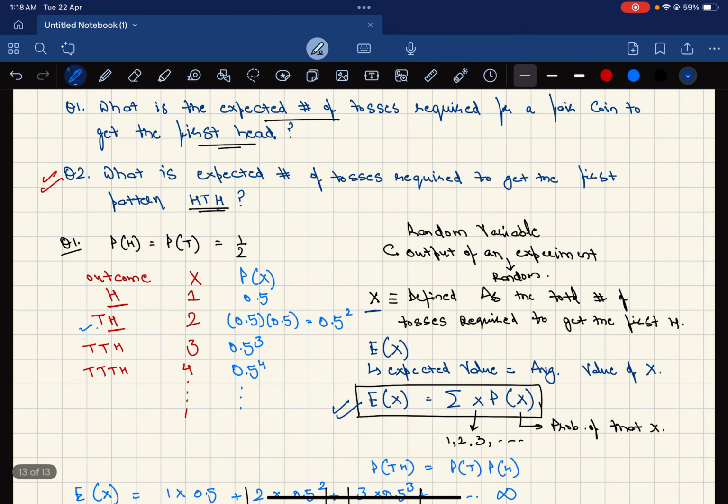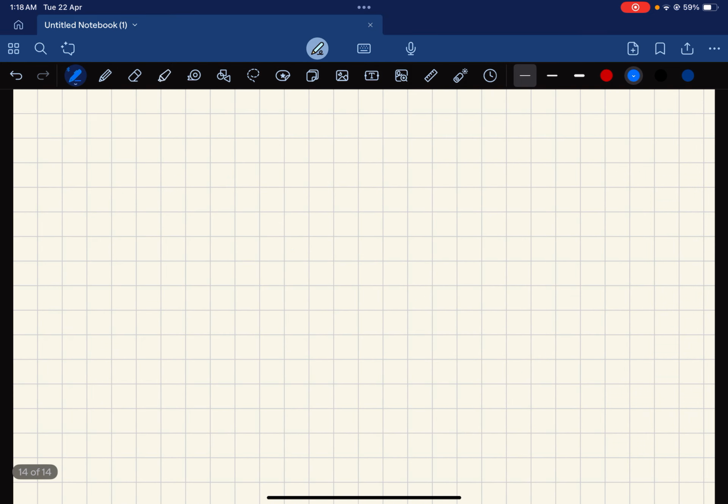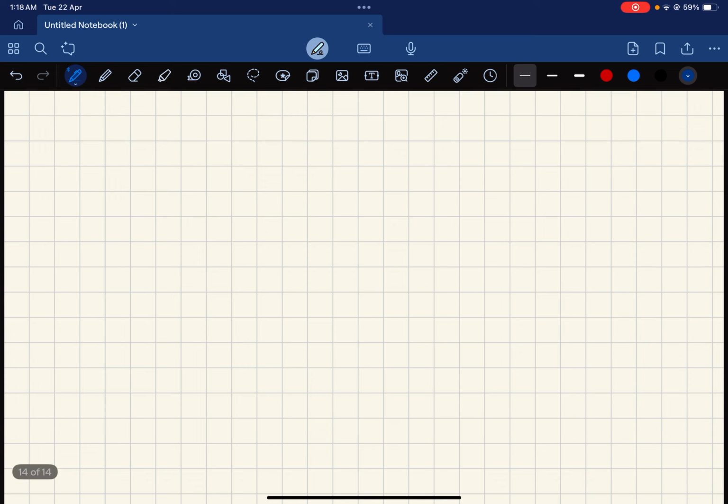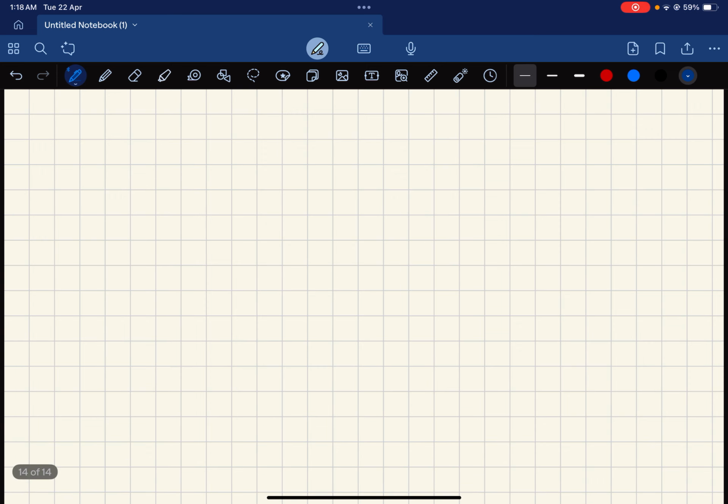Now moving on, we'll be looking at the second question here, which is: what is the expected value of the number of tosses required to get the first pattern H, T and H? So we'll be looking at it slightly differently, solving it in a different way so that you are also familiar with the second way of solving these things. So let us say we are looking at a pattern H, T, H here.